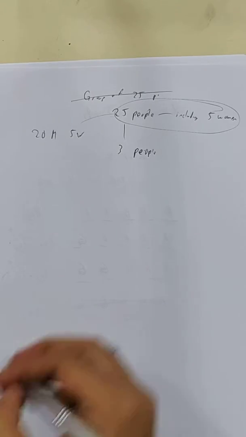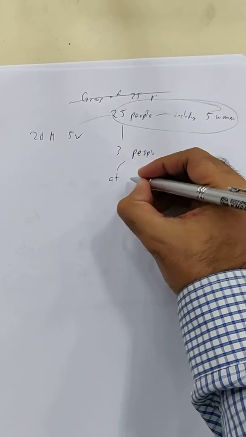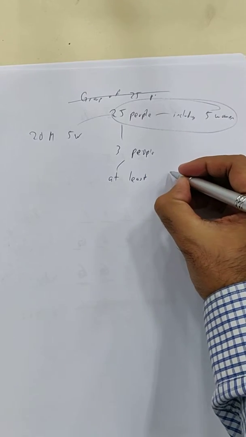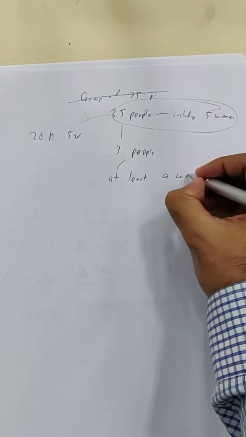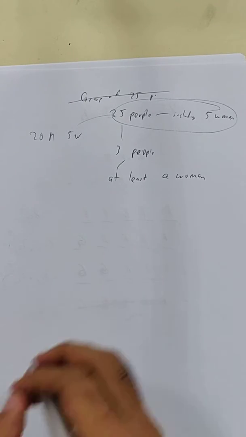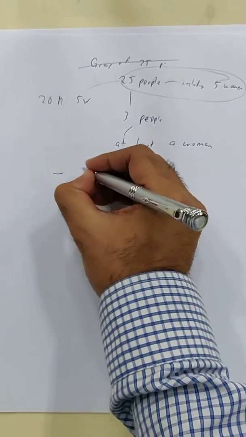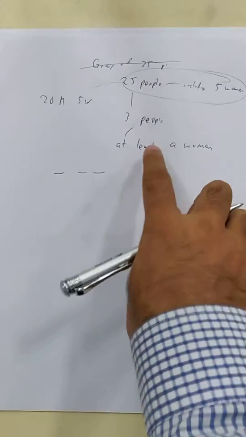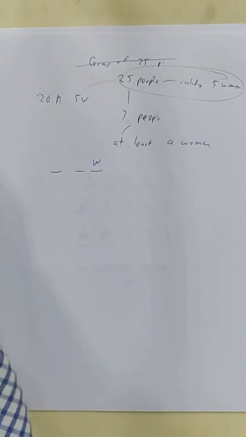You want 3 people. Okay, the restriction is this: at least a woman. So let's plan. You have 3 places because you want 3 people. So at least a woman, what does it mean? There needs to be at least one. In Malay, sekurang-kurangnya 1 orang. So that means there needs to be 1 woman there.